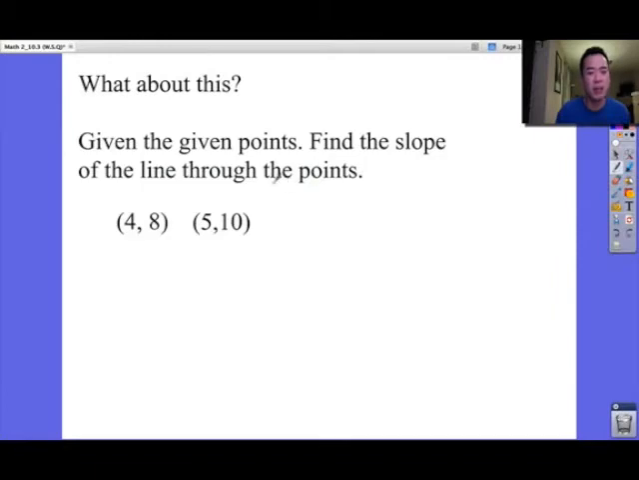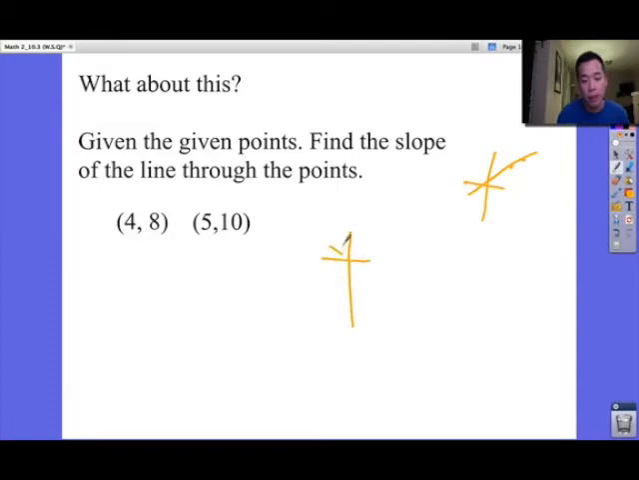Given the points, find the slope of the line through the 2 points. Same thing. If I graph this, I can make something like this. I know that (4, 8) is going to be here, (5, 10) is going to be like there, and then draw a line and find the rise over the run. You can totally do that, but that's going to be a little bit slower, and you'll need exact graph paper, or we can do exactly what we just did.